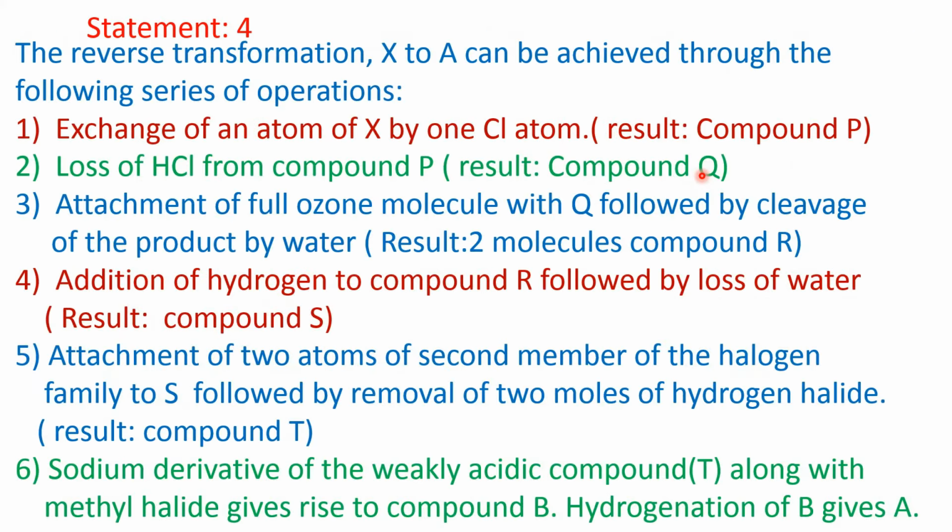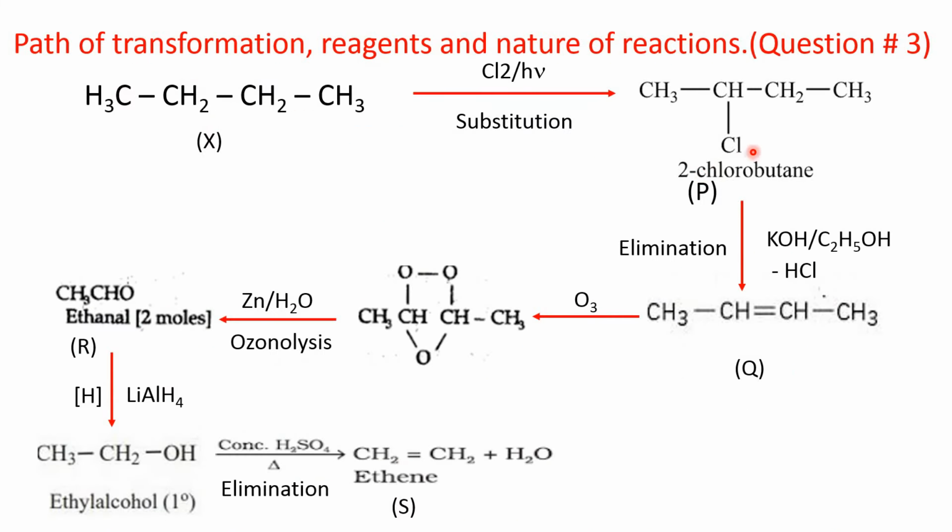Now, second point, loss of hydrogen chloride from compound P, and the result is compound Q. See, now this is an alkyl halide. It will undergo an elimination reaction when treated with alcoholic alkali. That means one molecule of hydrogen chloride will be removed and the double bond, another pi bond, will be formed.